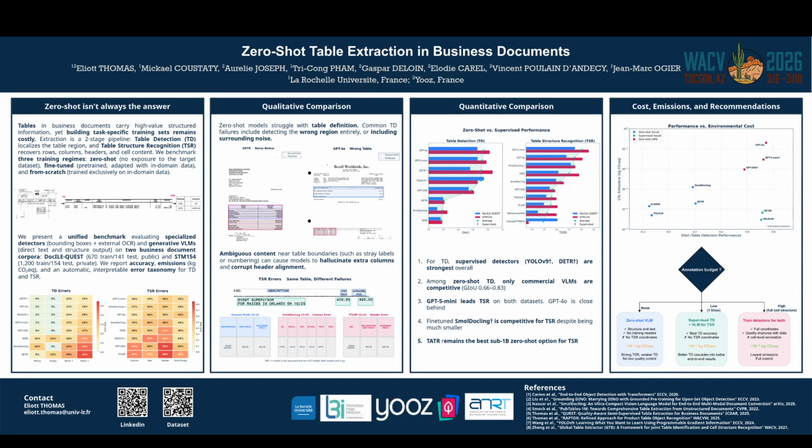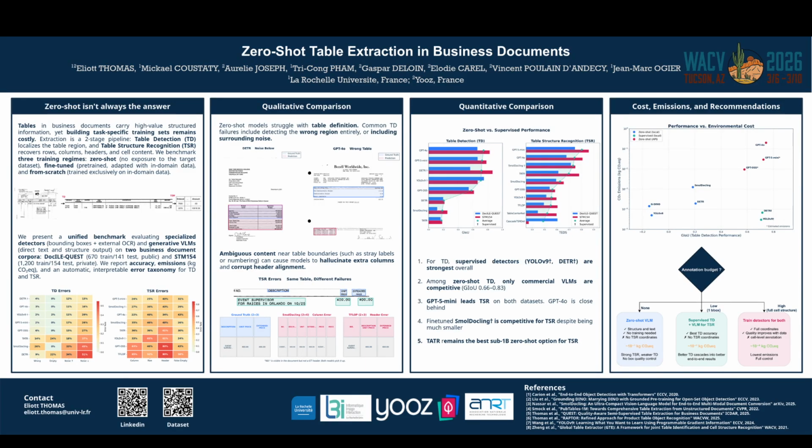So basically for some recommendations based on that, we would say that if you have no annotation budget, then you should use zero-shot VLMs. Basically, you don't have a choice for both tasks. Then if you can do a little bit of annotation, then you can probably afford one box per page. In that case, you should train the table detection model only, and pair it with a zero-shot VLM via an API for TSR. And then finally, if you can afford some annotation for both tasks, then you should do it.